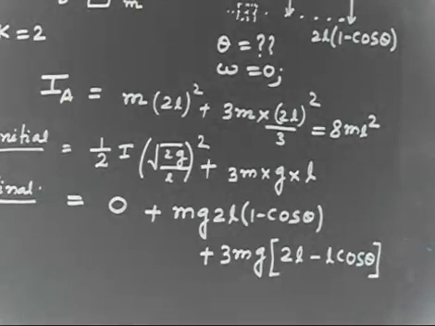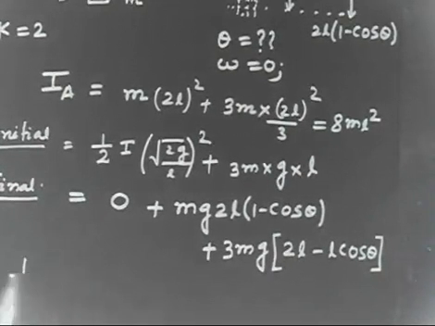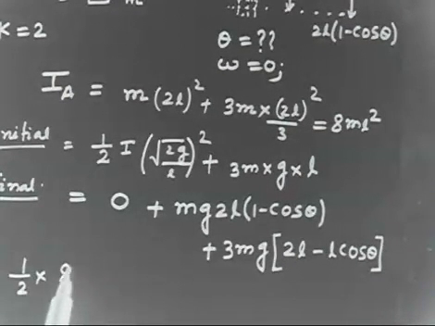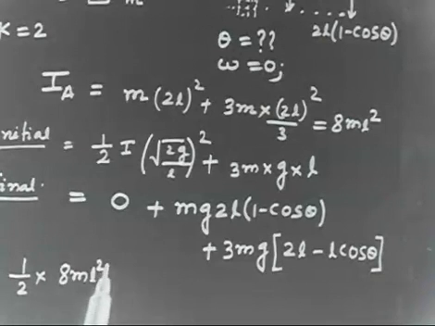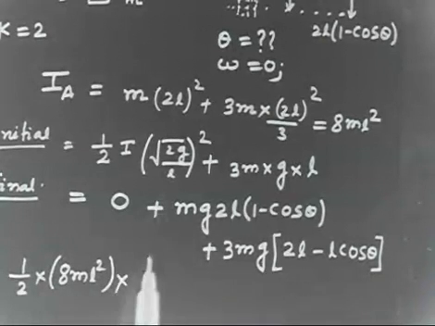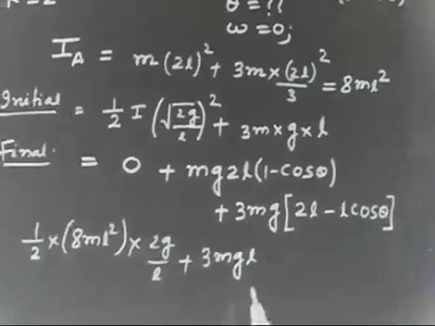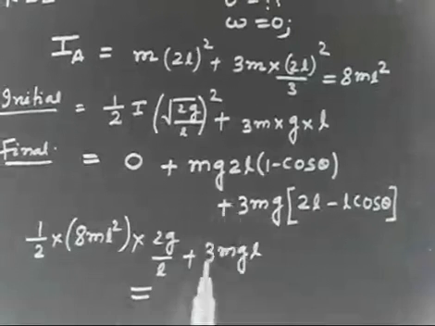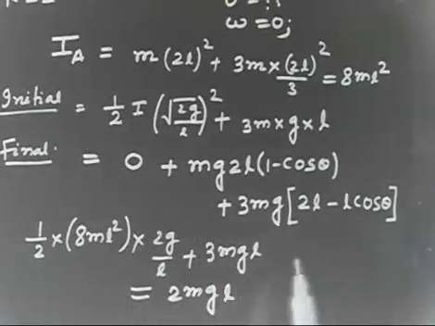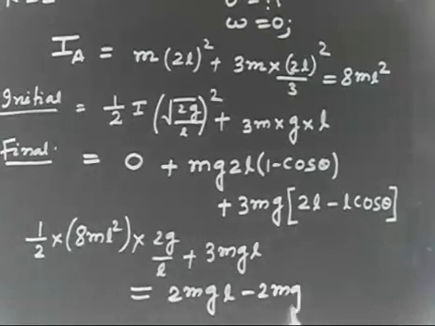Now if I apply initial energy equals final energy, I can solve for theta. Let us put the value, half I is 8ml square. Initial energy equals final energy. This becomes 2mgL plus 3mgL, which equals the final energy. So 2mgL (1 minus cos theta), that is 2mgL minus 2mgL cos theta.